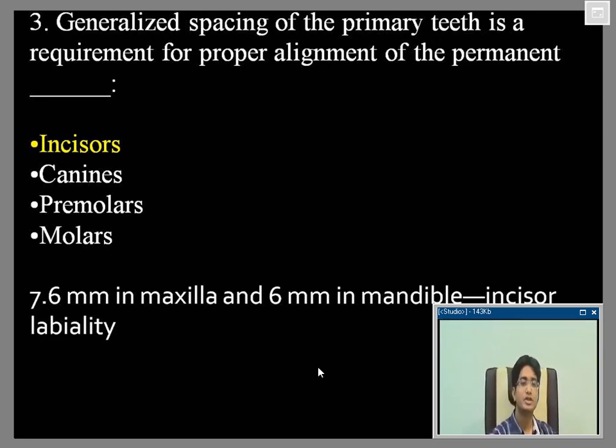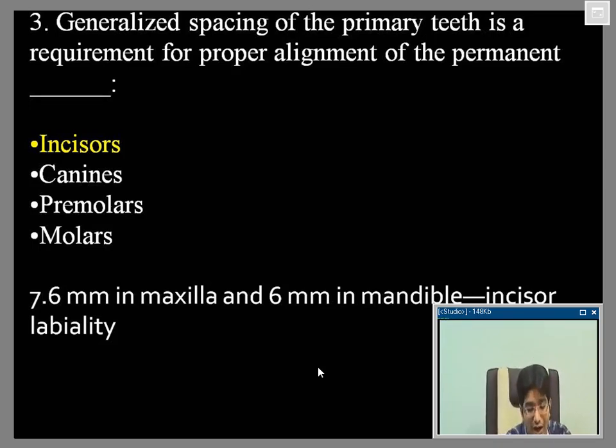Okay, we'll discuss some features of the deciduous dentition. Generalized spacing is normal. Deep bite is normal. 3.5 and 1.8 is the leeway space. Leeway space is different and incisor liability is different. Incisor liability is when the permanent incisors are erupting, the size of the incisors is more compared to the deciduous incisors, and the difference of that space is 7.6 mm in the maxilla and 6 in the mandible.